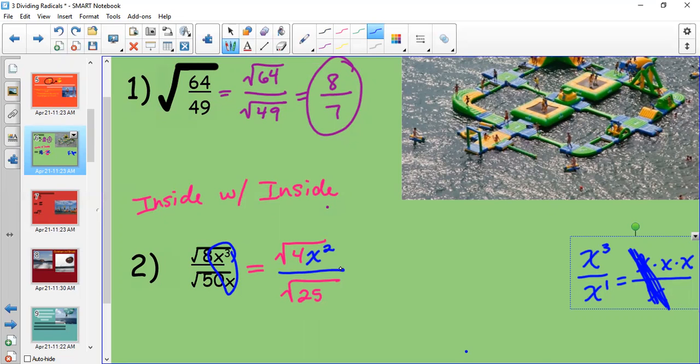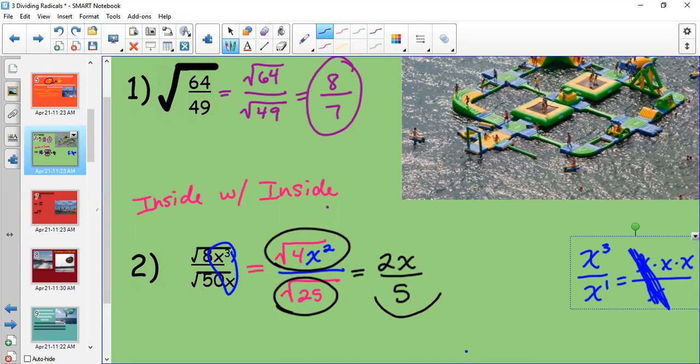All right, so I simplified my numbers, I simplified my variables, and now I'm going to square root each of them. So I'm going to start with the bottom. Square root of 25 is 5. The top, square root of 4 is 2. And the square root of x squared, remember you see how many pairs there are. There's 1 pair, nothing left over. So our answer here would be 2x over 5.